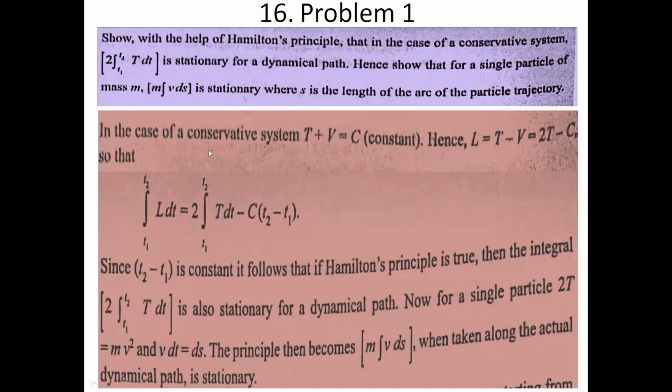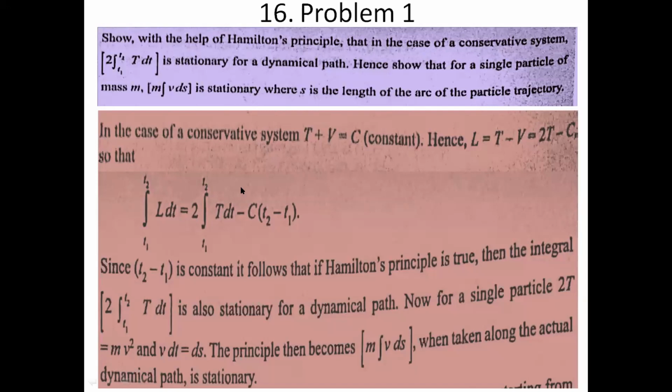And the kinetic energy of a single particle, 2T, is mv square, and v of course is ds upon dt. So v dt is ds. So the principle in effect then becomes the integral of mv ds, taken along the actual dynamical path, is stationary. I believe the solution to this problem is clear to everybody.